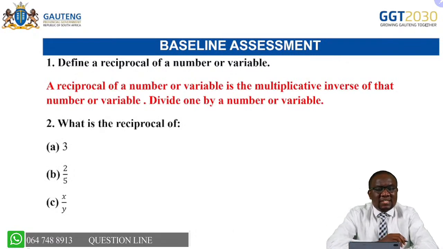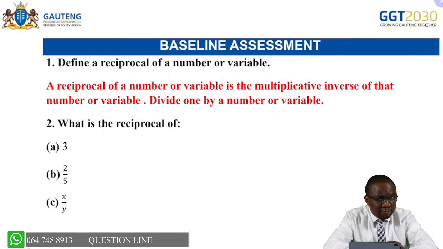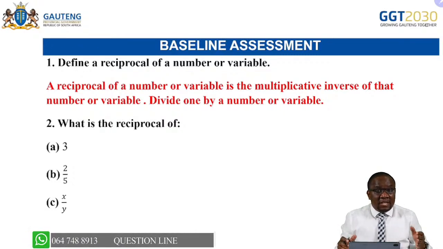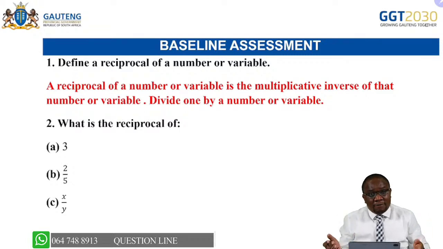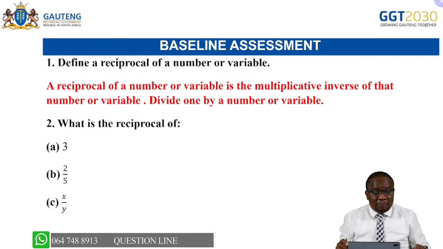A reciprocal is a multiplicative inverse of a number or a variable. Remember last year, you did multiplicative inverses. Do you remember that? When you multiply them, if you say 3 and 1 over 3, if you multiply them, they give you 1, isn't it? Right. So that's a multiplicative inverse.